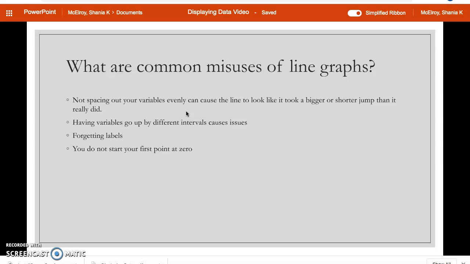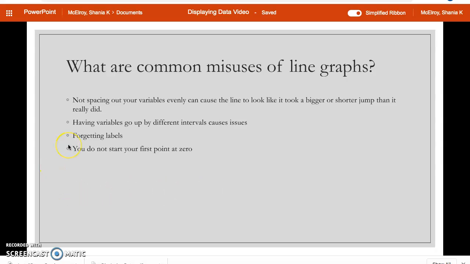And then what are some common misuses of line graphs? This would be not spacing out your variables evenly enough. This can cause the line to look like it took a bigger or shorter jump than it really did. This kind of goes along with having variables going up by different intervals. This can cause issues. And then also forgetting your labels can be confusing depending on what your data is.